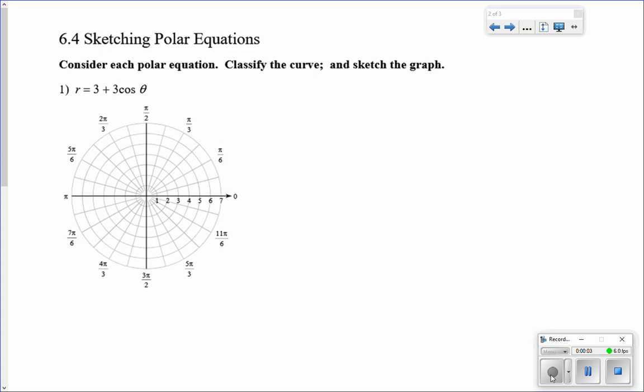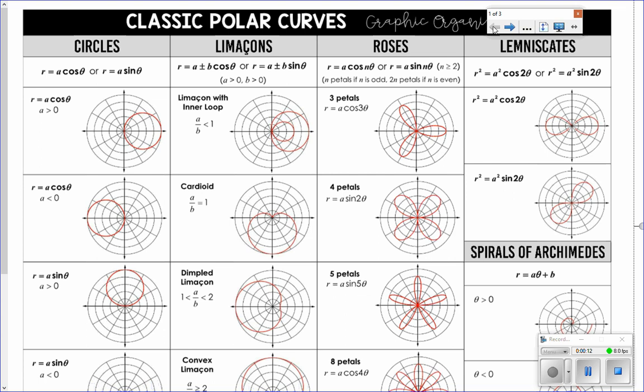Welcome back. Today we're going to be sketching polar equations. I would like you to please take out your classic polar curves cardstock purple paper that has a basic form of each type of polar curve that we'll be looking at. We are going to primarily be focusing on the circles, the limacons, and the roses.